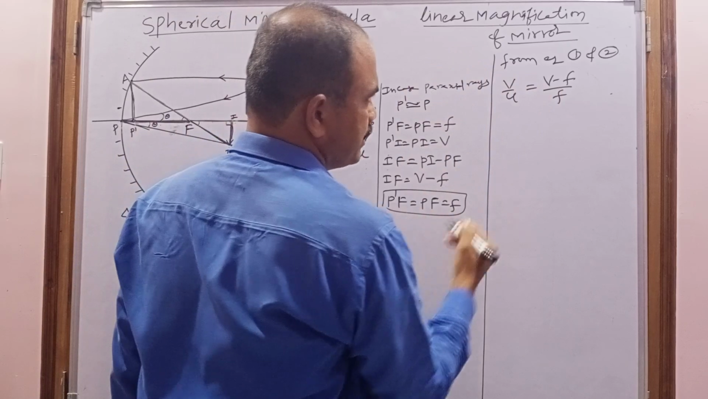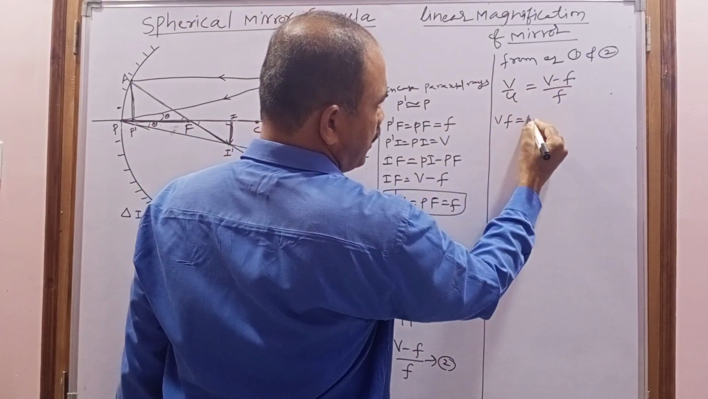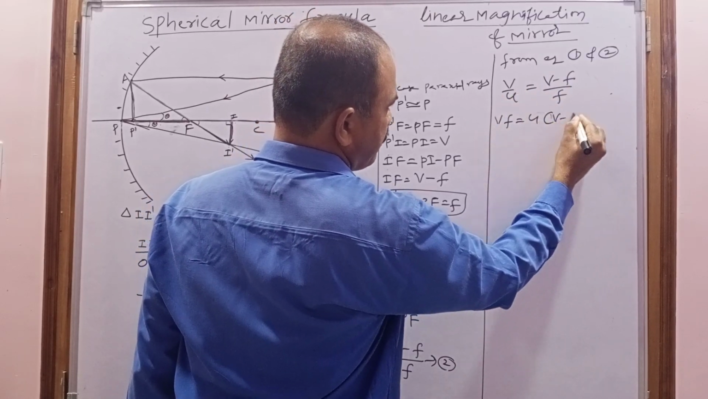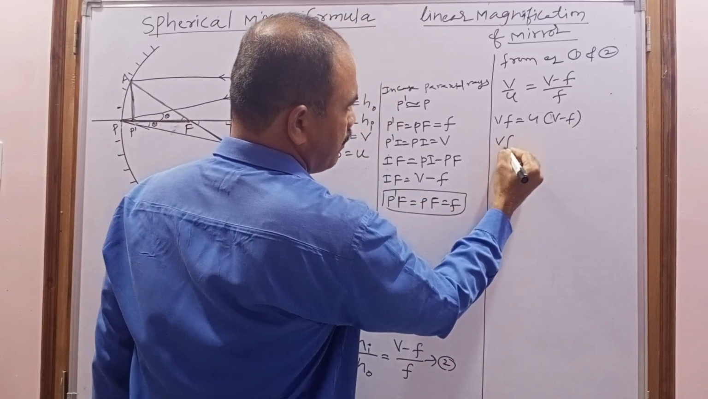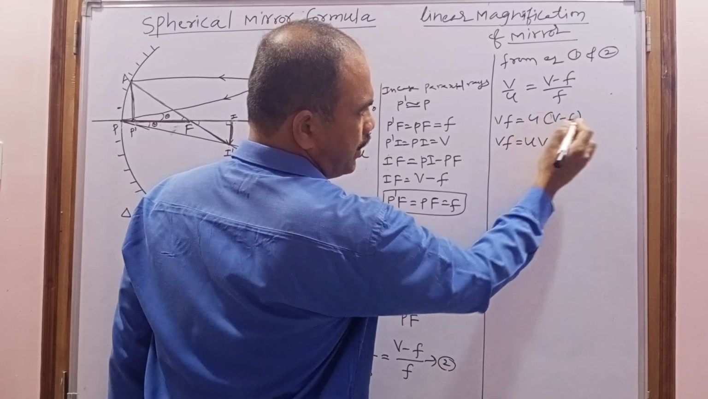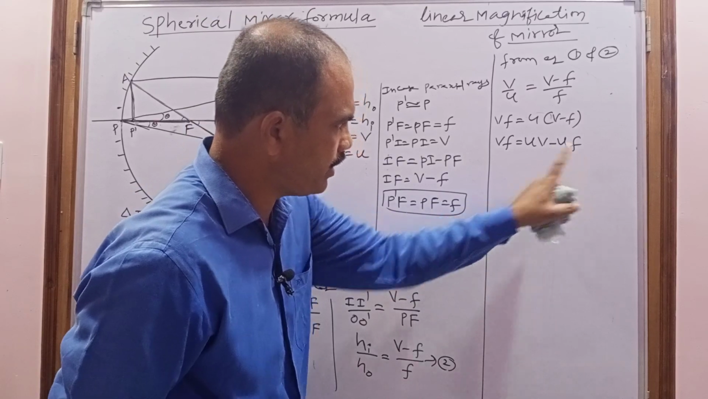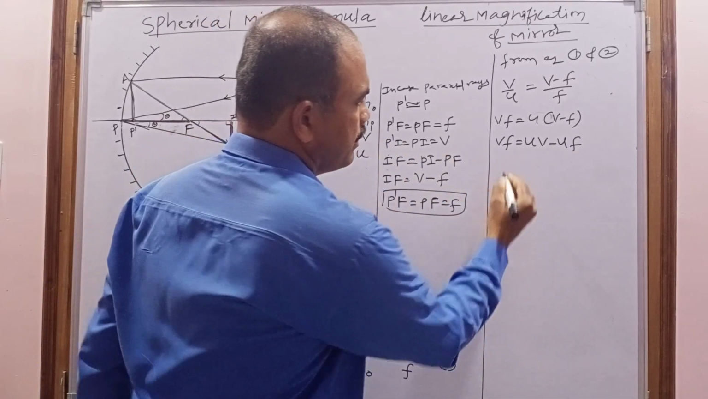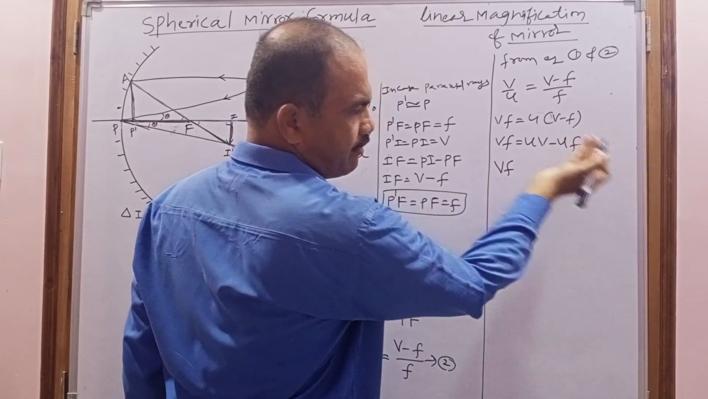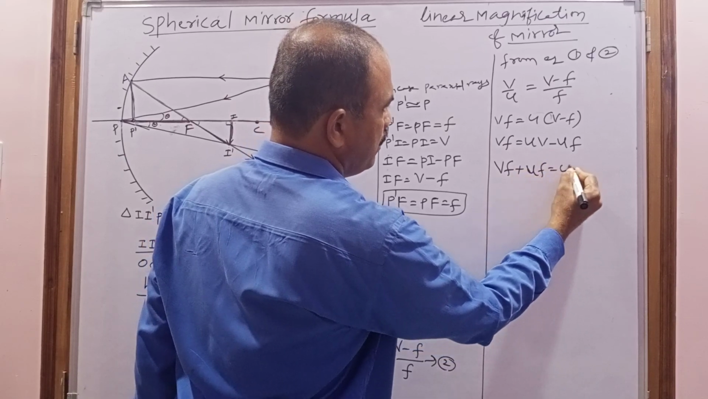Now do the cross product. So V into F, Vf, is equal to U into (V minus F). So Vf equals U into V, Uv, minus U into F, Uf. Now bring this minus Uf to the left side. When this minus Uf comes to the left side, it becomes plus Uf, equal to Uv.